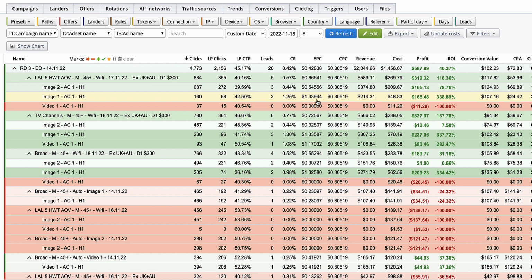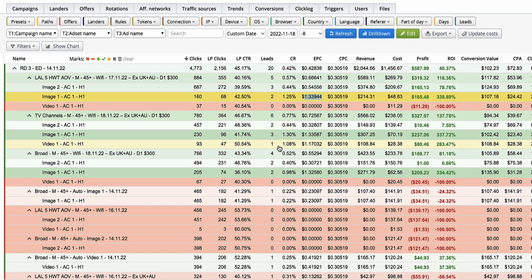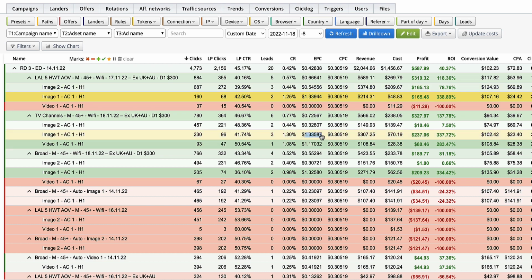Image two, image one storming again with a real high conversion rate. Great EPC. In fact, this is a superb EPC if we were to maintain this. And I'm catching down here as well, image one. Again, EPCs galore. Look at the EPCs on image one.